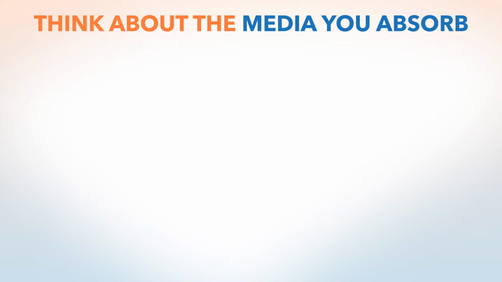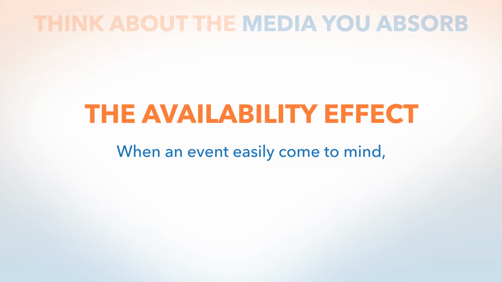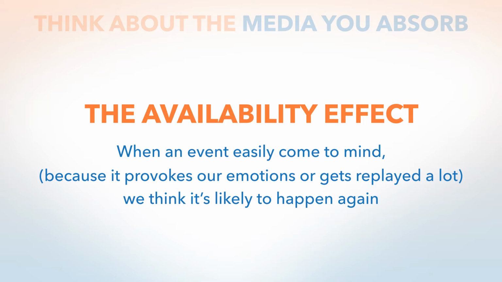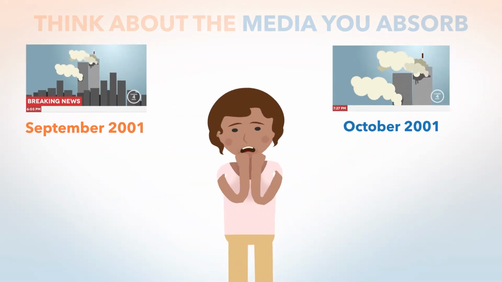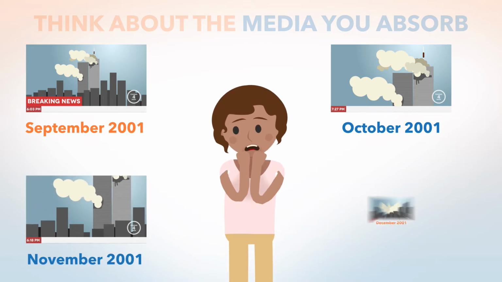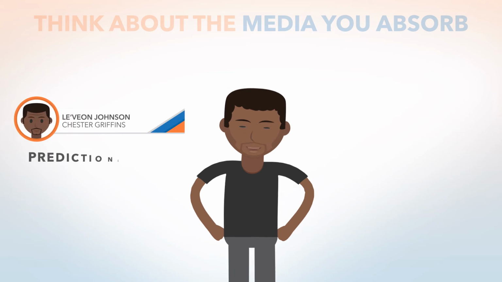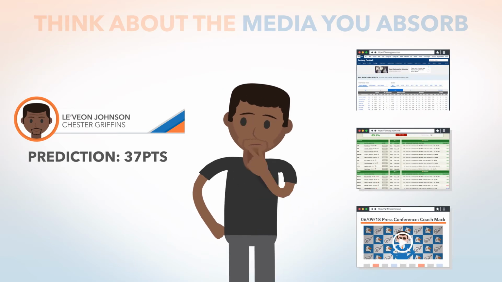When we talked about the media, we brought up the availability effect. This means that when an event easily comes to mind because it provokes our emotions or gets replayed a lot, we think it's likely to happen again. Knowing about it can help you be aware of how the media you absorb affects how you see the world and what you think will happen. To avoid the availability effect, make sure that the information you use to make predictions represents what's realistic to happen.